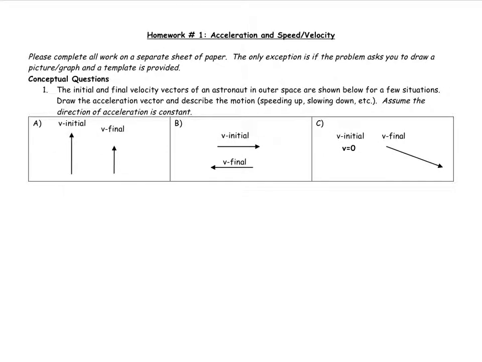So here we have our first homework question. We have three sets of initial and final velocity vectors, and what we want to do is draw the direction of the acceleration vector and describe the motion. So I'll start with this first one here.